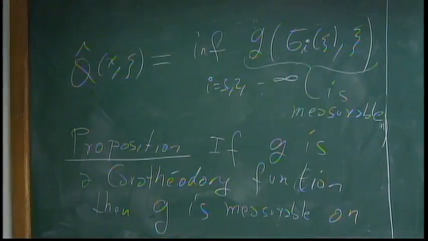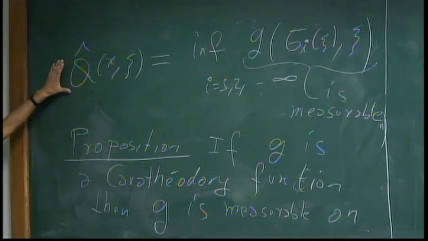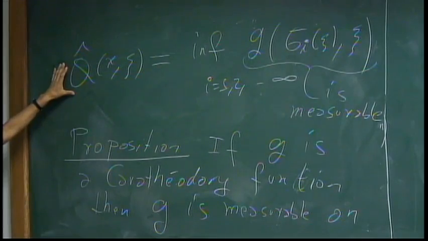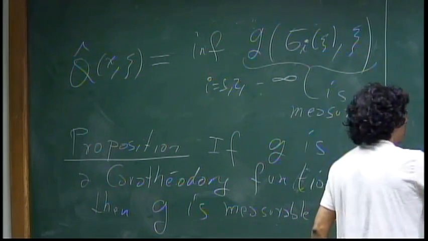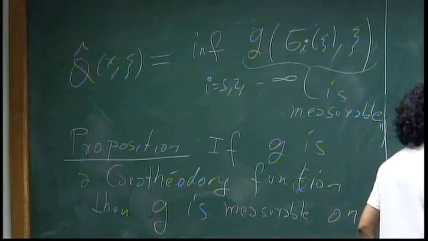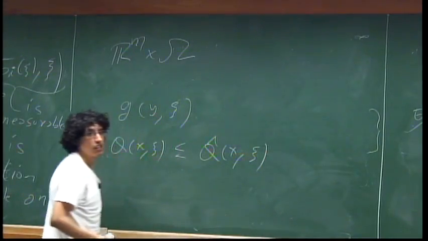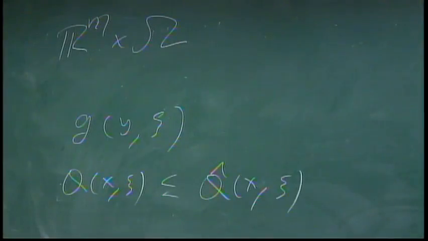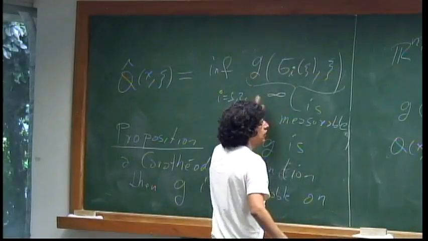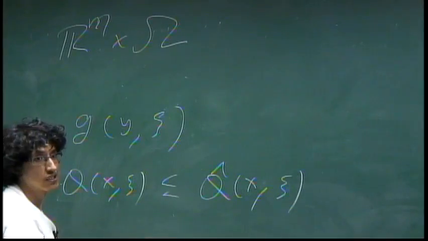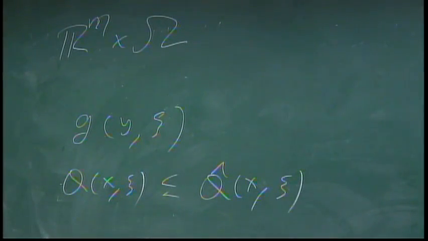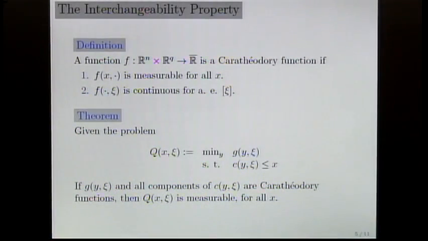Okay, so since that function is measurable, you have that this q hat is measurable as well, and you will have that q is less or equal than this. Okay, we are almost there, and since these values are dense on the feasible set, you will have, again by continuity of g, that these two will be equal. So that's enough to prove that this is a measurable function. Okay, so you can see that all we need are Carathéodory functions.